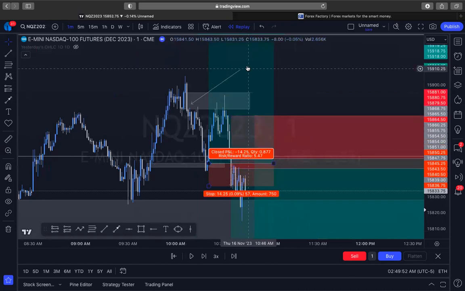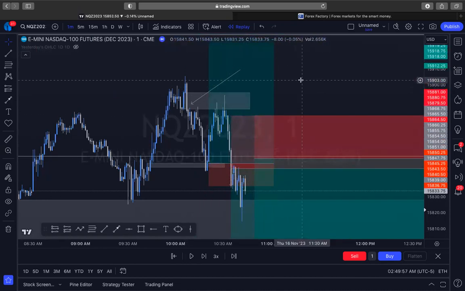Again, this trade here was a low probability trade. Why was it a low probability trade? Because we were already in shorts. Market was already in a bearish market. Could it have played out? Yes, absolutely.